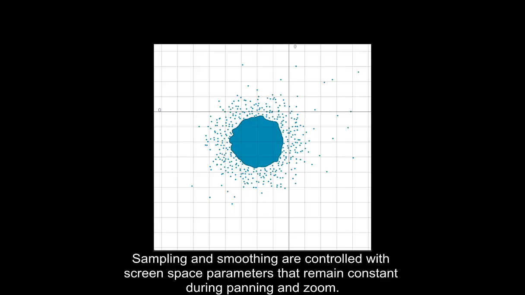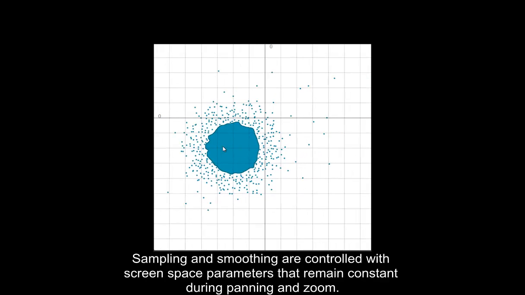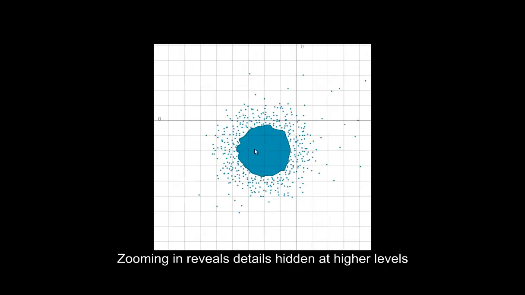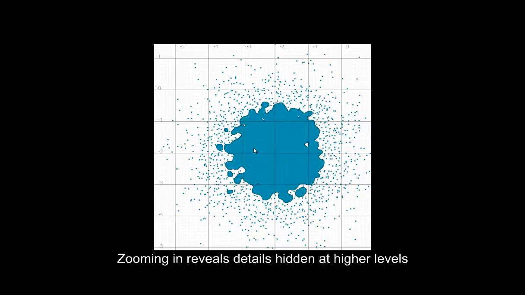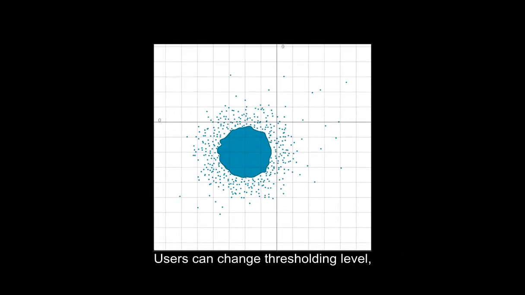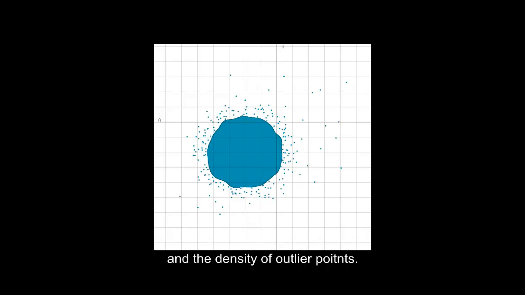The density of outlier points and amount of density smoothing are controlled by screen space parameters and remain constant during panning and zoom. Zooming in reveals details hidden at higher levels. We also allow the user to interactively change thresholding level, the amount of smoothing, and the density of outlier points.